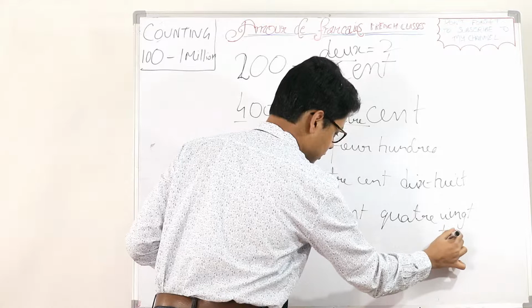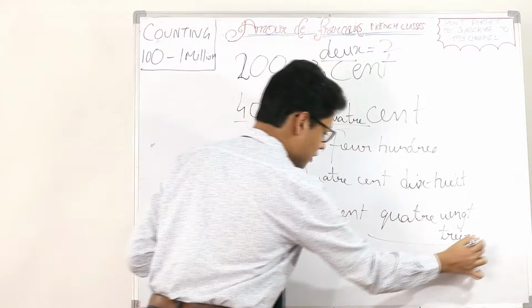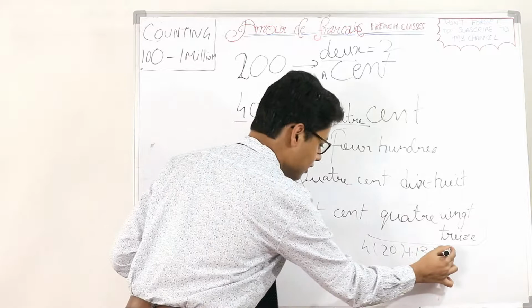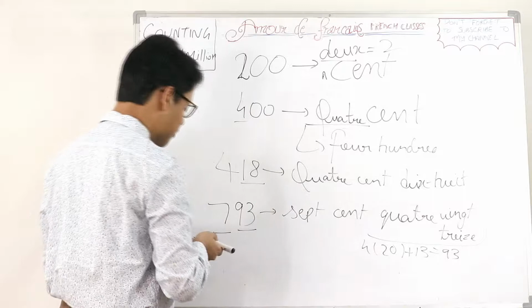Like this expression, you can write in mathematical form also, like 4 into 20 plus 13. What will it be? 93. Same way as in French. Quatre-vingt-treize is 93. So sept cent quatre-vingt-treize.